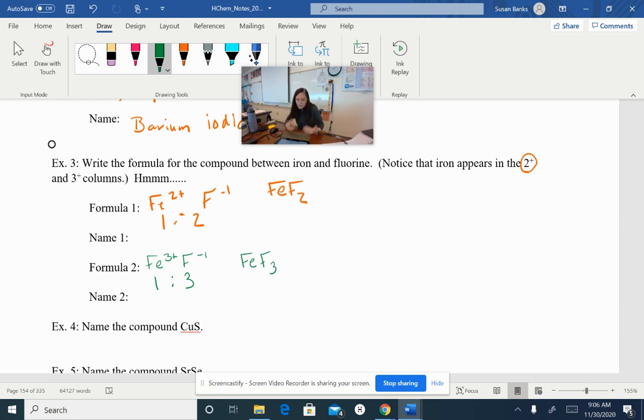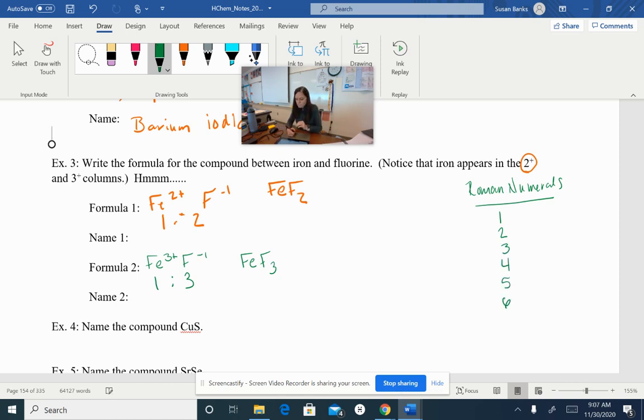Now, they can't both be iron fluoride. They're different. One has 2 fluorides and one has 3 fluorides. So how do we differentiate them? The way we differentiate them is we throw in Roman numerals. Okay, so hopefully you know your Roman numerals. You need to know them up to about 6. I'm just going to do a really quick reprieve.